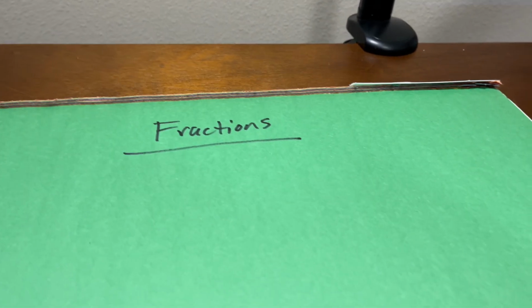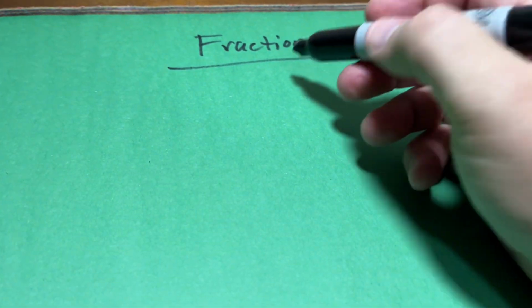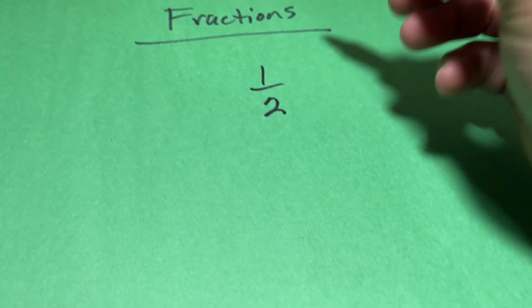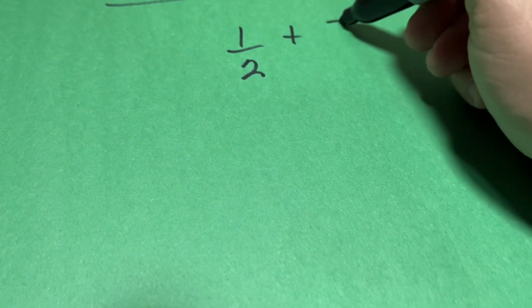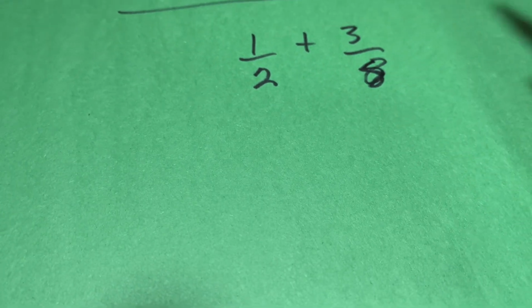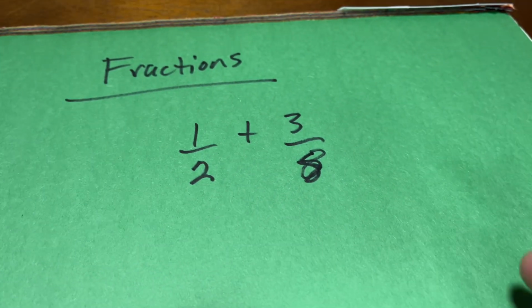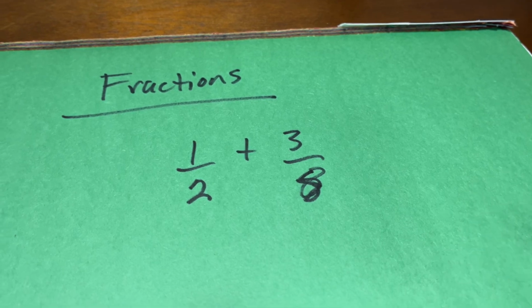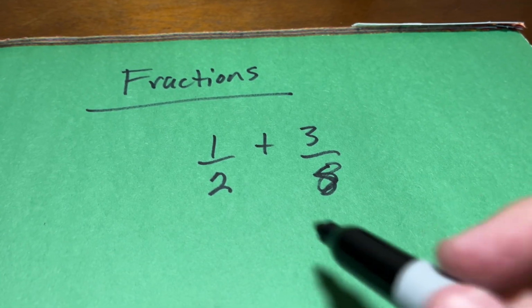Let's talk about fractions. So let's take something like 1/2 and 3/8. We're trying to add those together. Boy, that's a weird looking 8. All right, there we go, 8. So we're adding two fractions together. So you want to find the least common denominator.